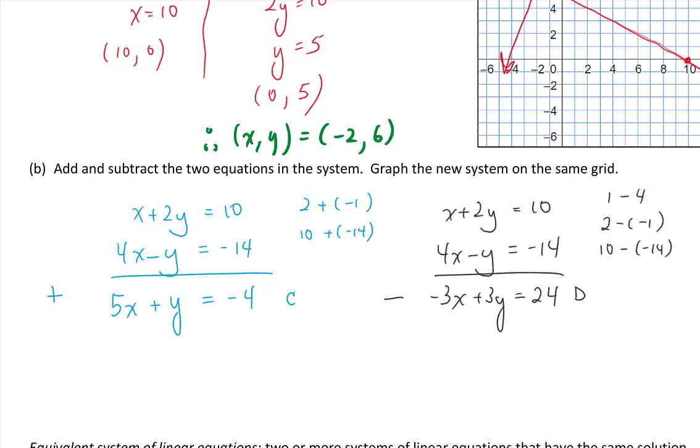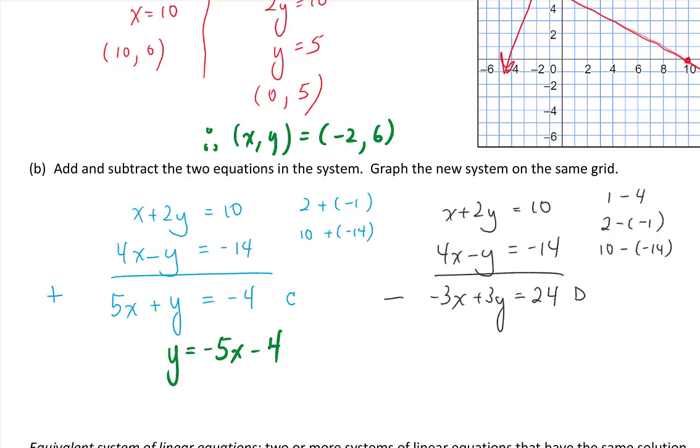So now let's take these two equations, write them in slope-intercept form, and add them to the graph above. For the first one, equation C, I'm going to isolate for y. So notice we get y equals, I'm going to subtract 5x from both sides, and I'm left with negative 5x minus 4.